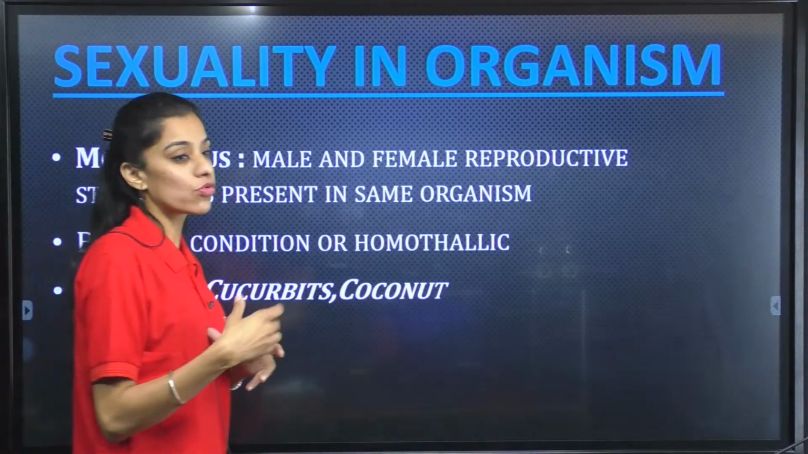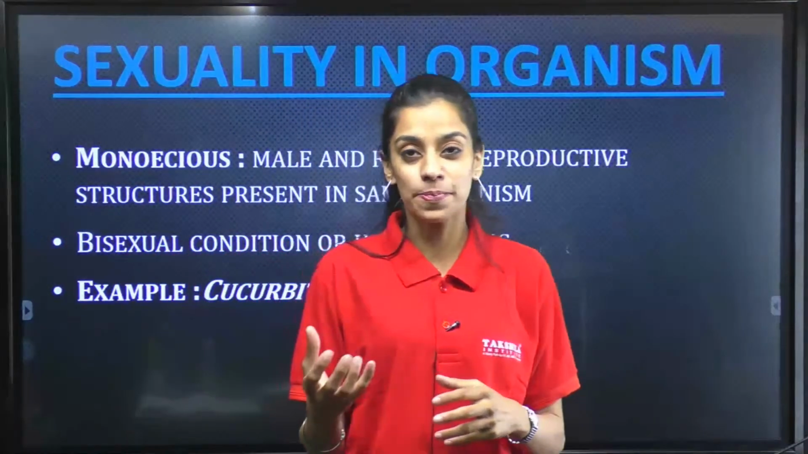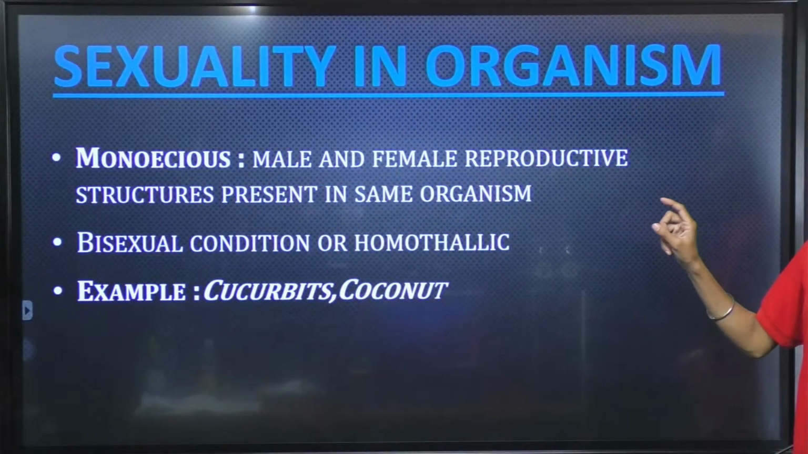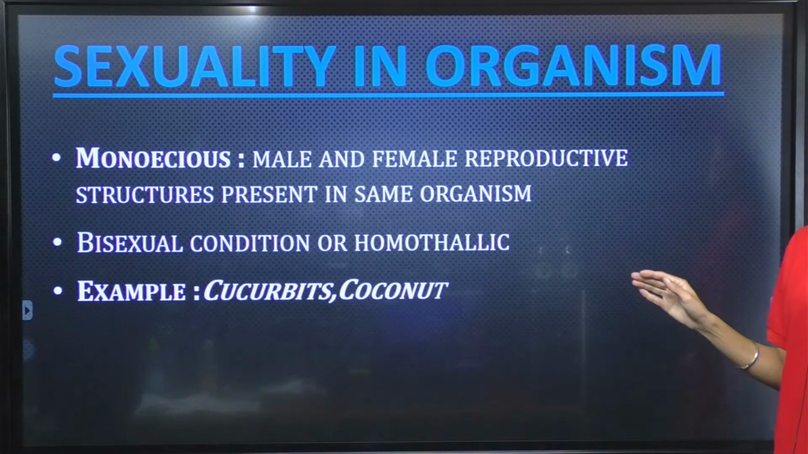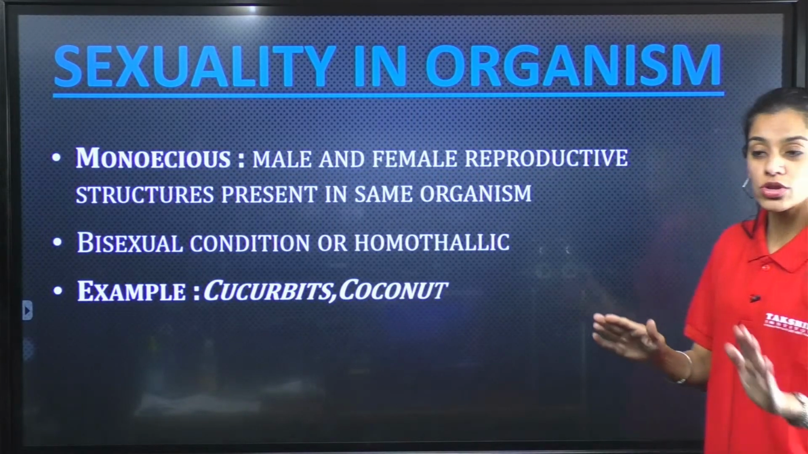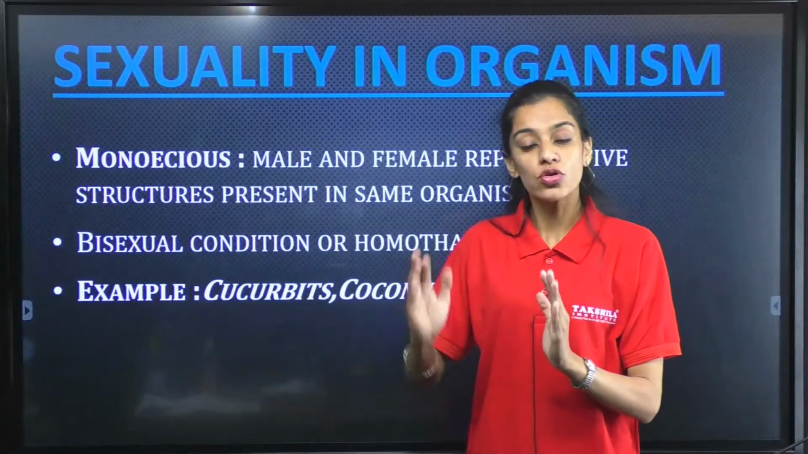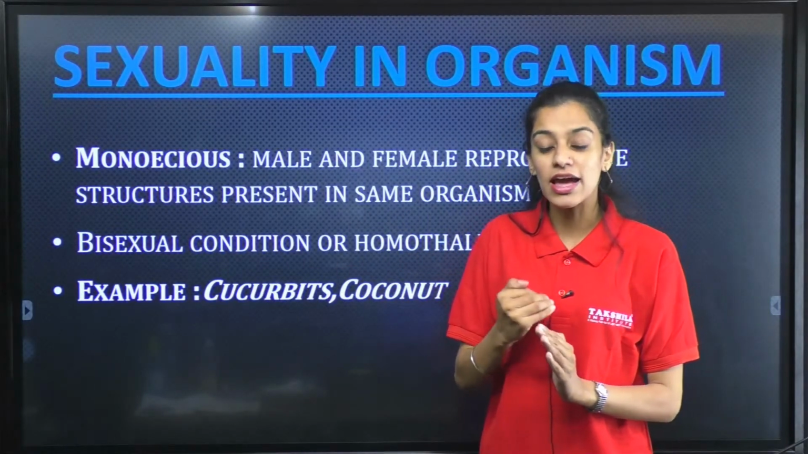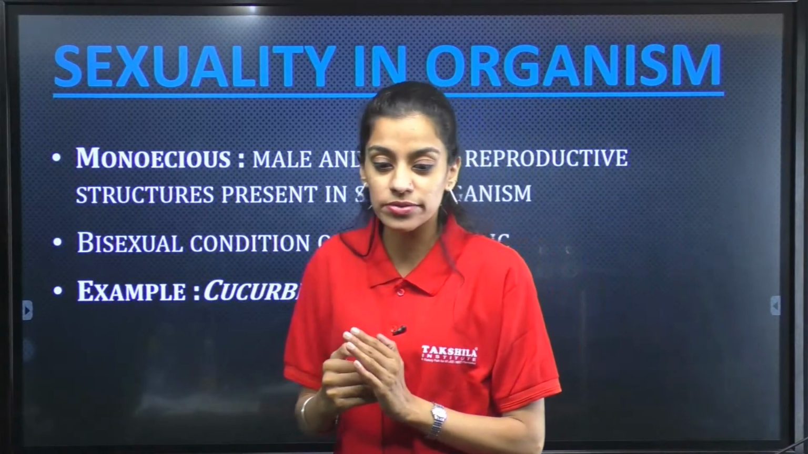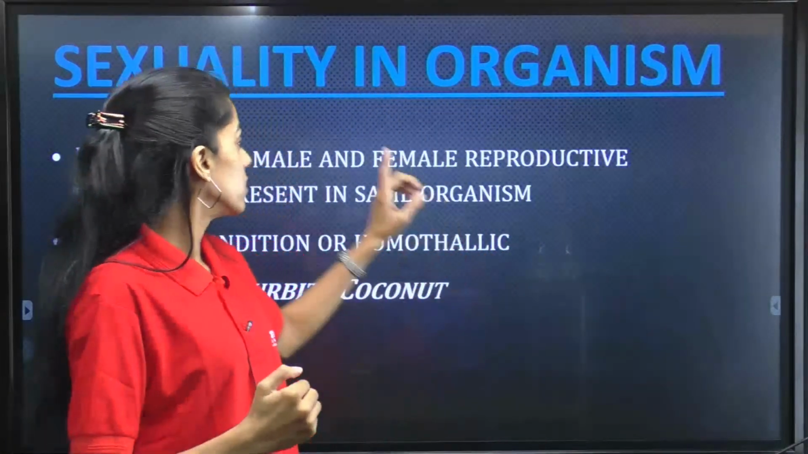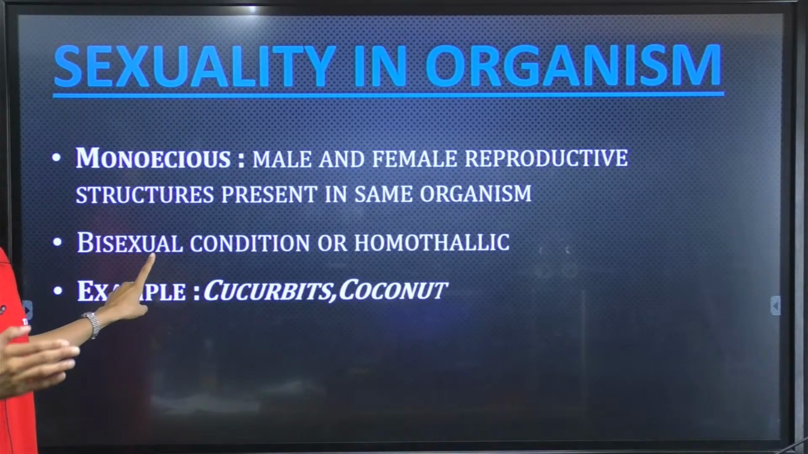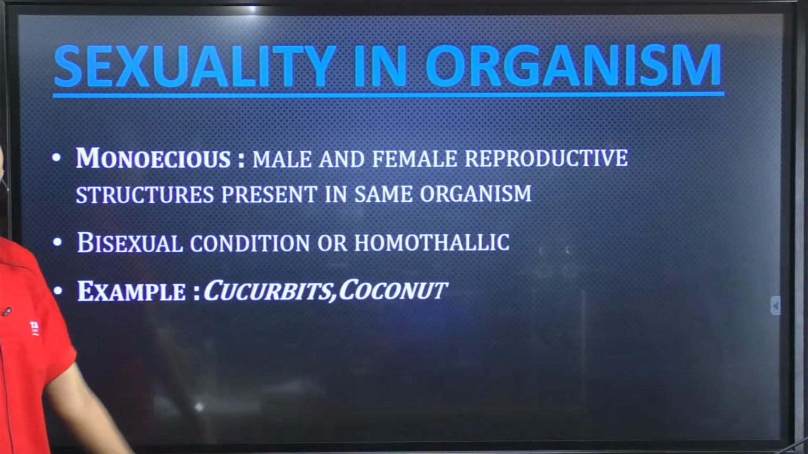Monoecious, right? Mono means a single. Monoecious is when male and female reproductive structures are present in the same organism. So there is only one organism, and within it there is the male and within it there is the female. That is referred to as monoecious. It is also referred to as bisexual or homothallic conditions.